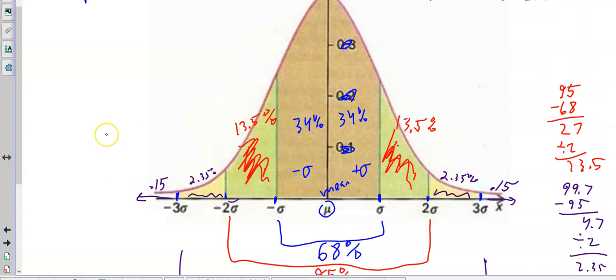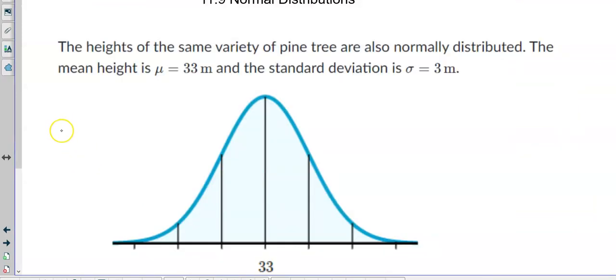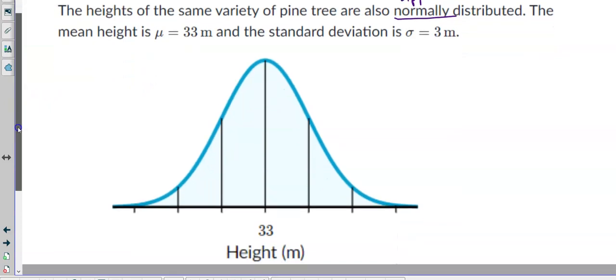Again, we use that to kind of take some data and chart it out. Let's see what this looks like. Okay, so the heights of the same variety of pine tree are normally, or we should probably say something like approximately normally distributed. Nothing is perfectly normally distributed. The mean height is 33. So that you can see in the figure there that 33 is the mean height.